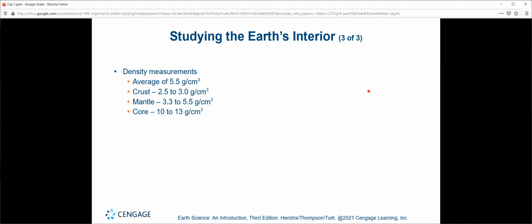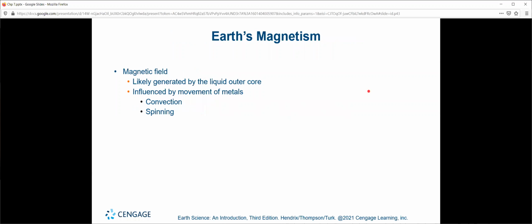Hopefully you do too. This information gives us average densities of materials. The crust having the lowest density, the core having the thickest density, again, going with the materials that they're made out of. And this information has also helped us understand the Earth's magnetic field. We all know the Earth has a magnetic field. You've played with a compass before in your life, I'm sure, right?